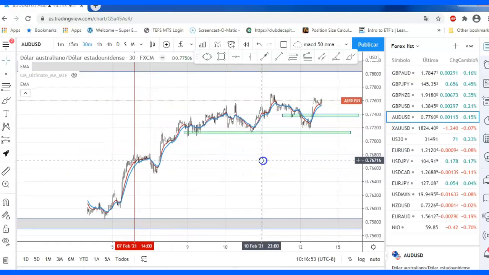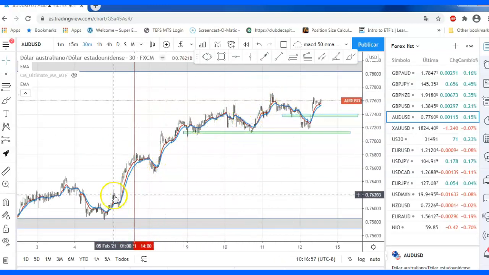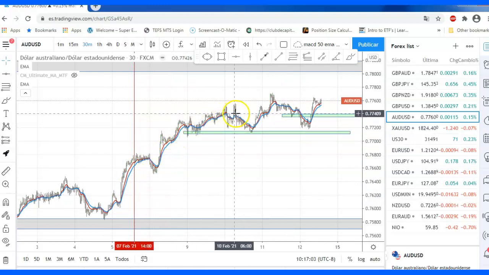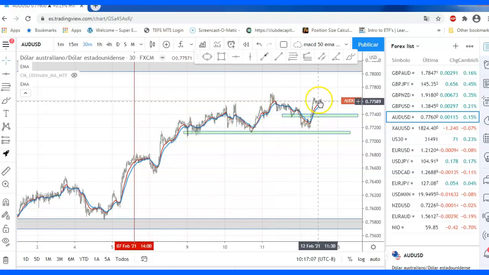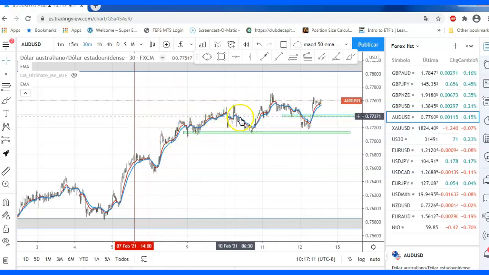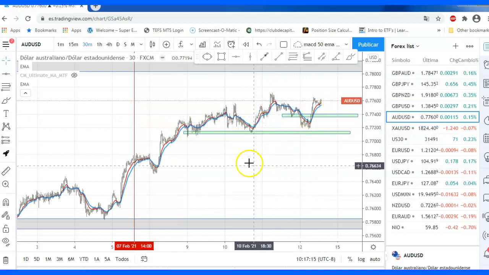AUD USD, we had this price action also. This was Sunday. This is the whole week right there. It didn't retrace all the way, so we didn't take that one. We took this one. I took this one right here, and I took this one, fibs. Fifth levels from this point, and a fifth level from this point to take that one. So those two trades right there were on AUD USD.